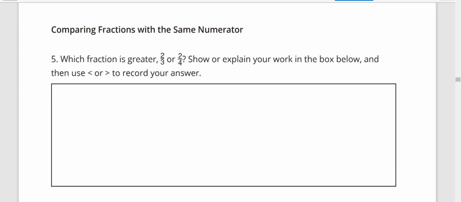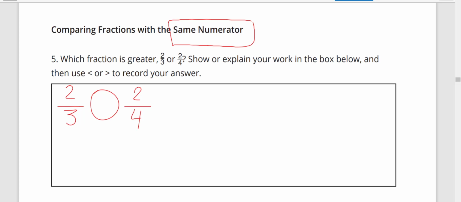Exercise number 5, comparing fractions with the same numerator. Number 5, which fraction is greater, 2/3 or 2/4? Show or explain your work in the blue box and then use less than or more than. First, write two fractions, 2/3 and 2/4.